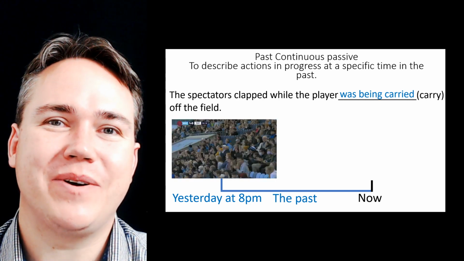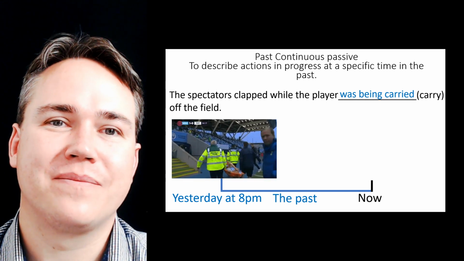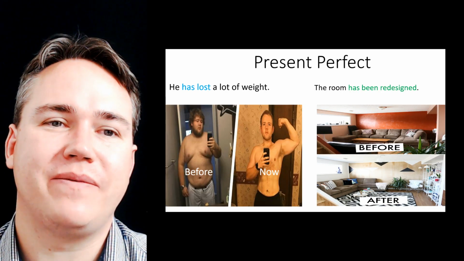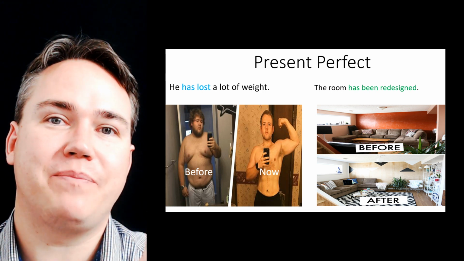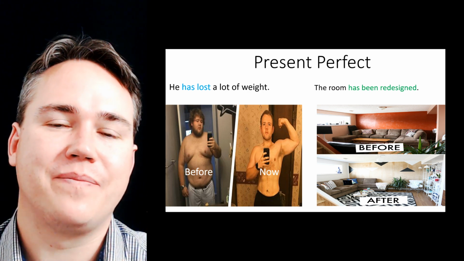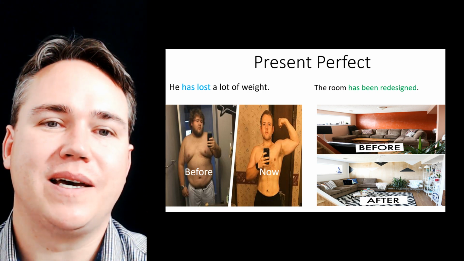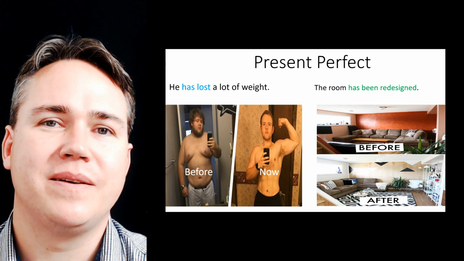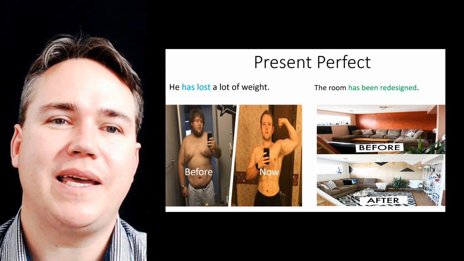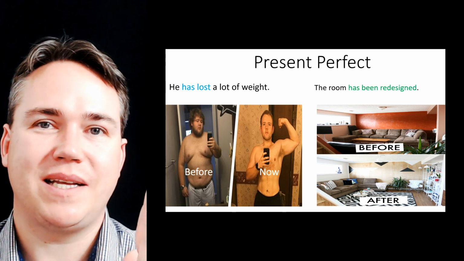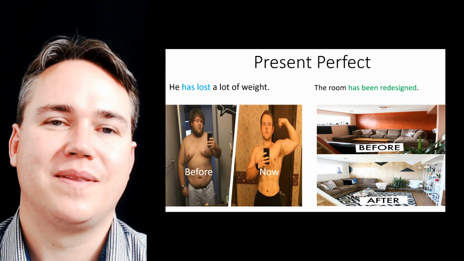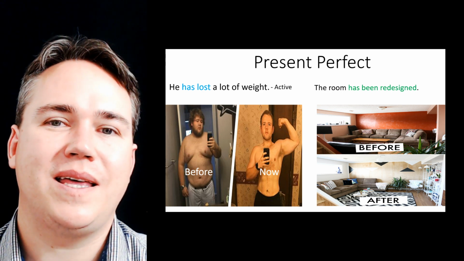Okay, let's keep going. Let's go to some more difficult tenses now. Let's look at this, the present perfect. Now, as you know, the present perfect is used to describe an action in the past with a result now. So if we look at the guy in the pictures, before, well, he's not the most attractive man ever, but after, looks a little bit like the Hulk. And so we can say he has lost a lot of weight. Yes, there's a difference between the past and now. And then we look at the room.